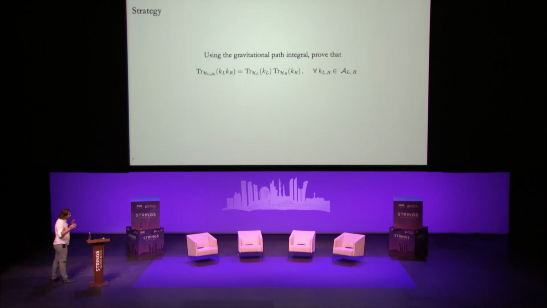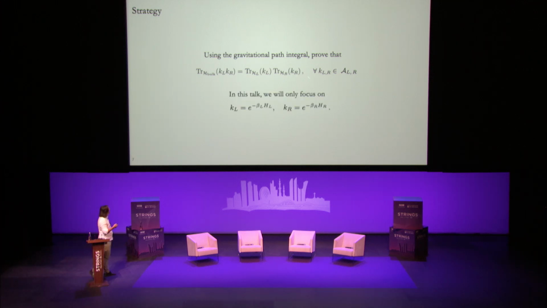So what's the strategy? The strategy is to use the gravitational path integral to prove that if I define a trace on the bulk Hilbert space, on the Hilbert space that's spanned by the states of the two-sided black hole, for any operators in the left and right algebra, the trace factorizes into a product of traces. And this is actually sufficient in order to prove that the Hilbert space itself factorizes.